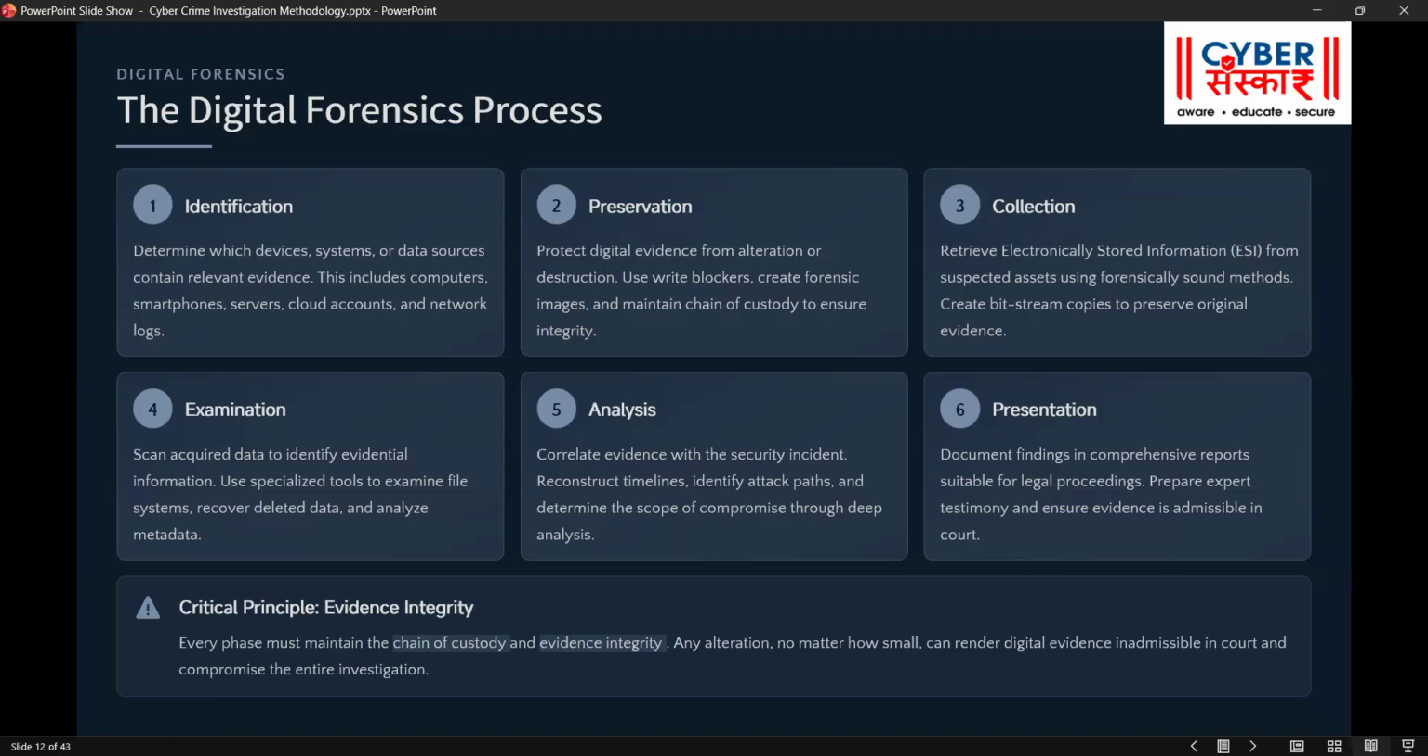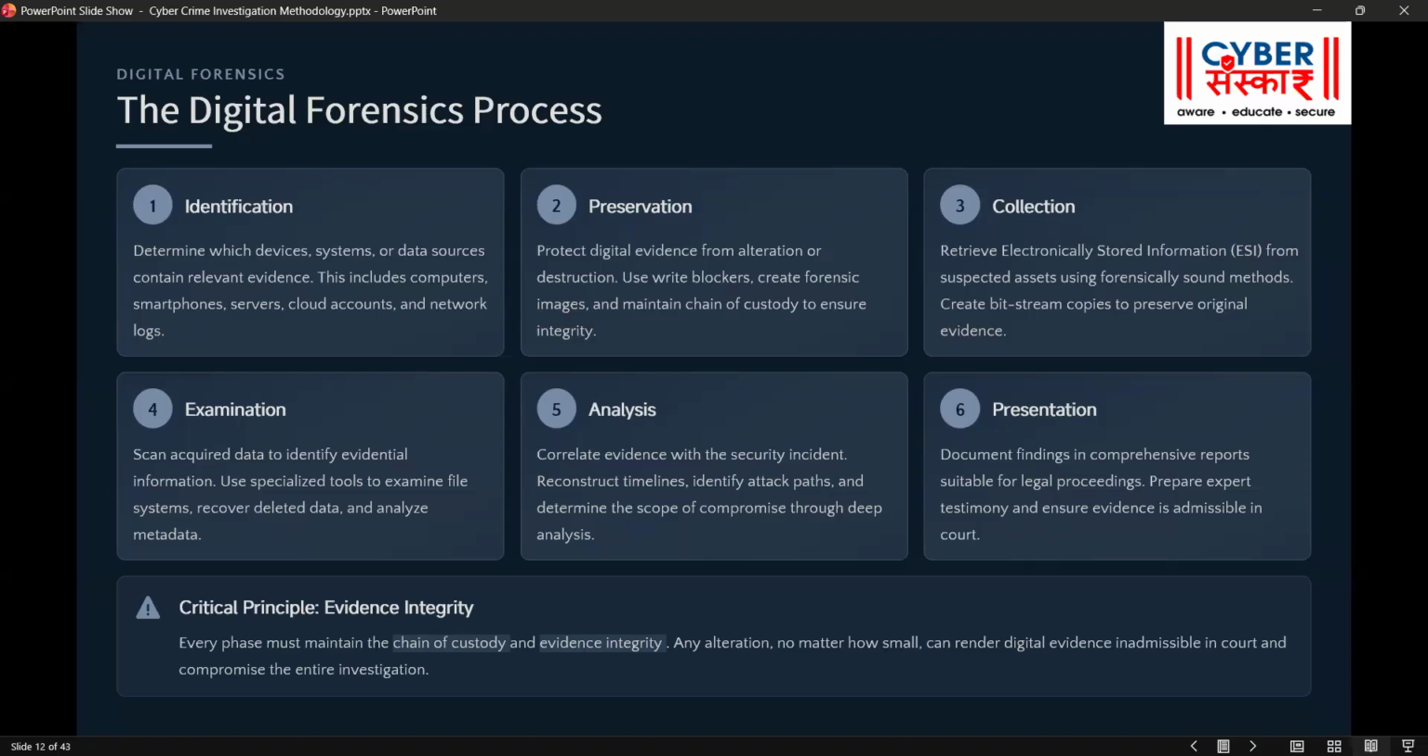The critical principle of evidence integrity is that every phase must maintain the chain of custody and evidence integrity. Any alteration, no matter how small, can render digital evidence inadmissible in court and compromise the entire investigation. This is a very important thing: whenever you are producing the electronic evidence in the court, there should not be any alteration.